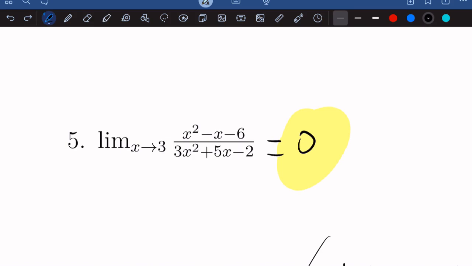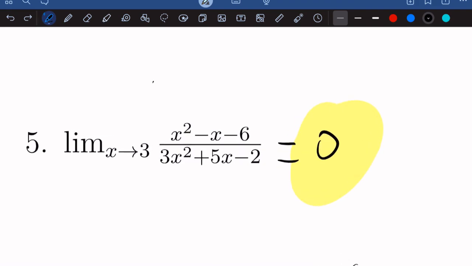This one, instead of having to do all the algebra when you're substituting it in, just recognize that the top, when you factor it out, is x minus 3 times x plus 2, and since 3 is a zero of that top function, the whole thing is going to be 0.